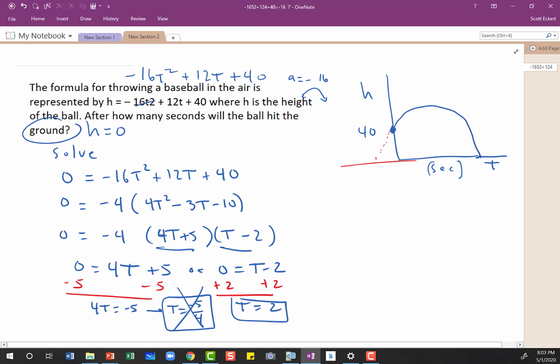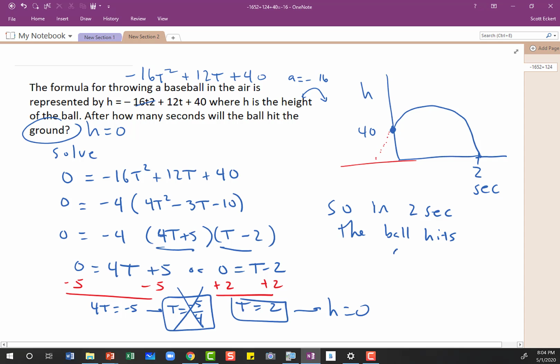But I do have one good solution over here, that in 2 seconds, it's back on the ground again. Because when t equals 2, h equals 0. That's what we have solved. So, in 2 seconds, the ball hits the ground. So this is another quadratic application, but this time we were focused on the 0, not the max or the min, or not the vertex.